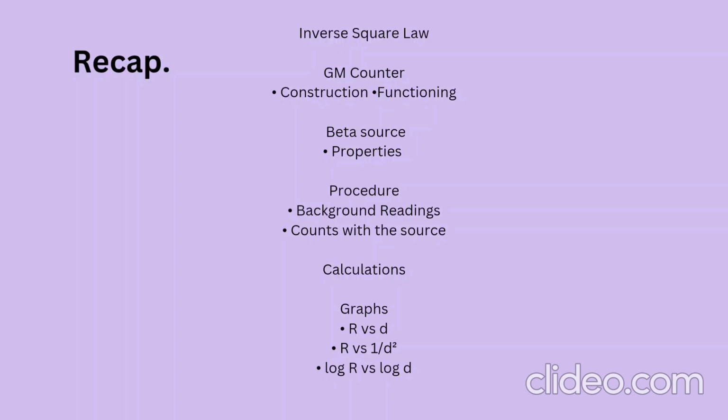We had 3 graphs. The first one was net count rate R versus distance D. The second one was net count rate R versus 1 by D square. And the third one was log R versus log D. With the nature of these 3 graphs, we could easily verify inverse square law for beta radiations. With this, we come to the end of the presentation.